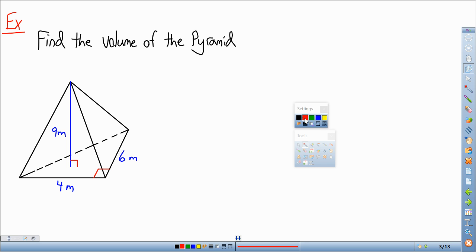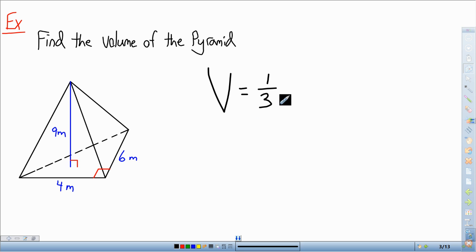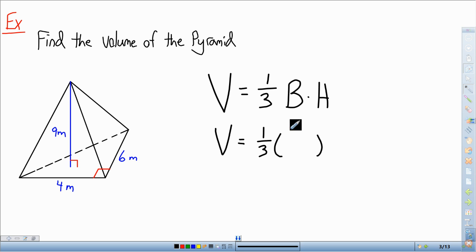Okay, so it's a pyramid. We're asked to find the volume. Let's go ahead and write out our formula. Volume equals 1/3 area of the base times the height of the pyramid. Just like our last lesson, the most important thing and the very first step is to get what formula we need to plug in for the area of the base. Well, if you take a look at this one, the base is a triangle, which is pretty obvious.